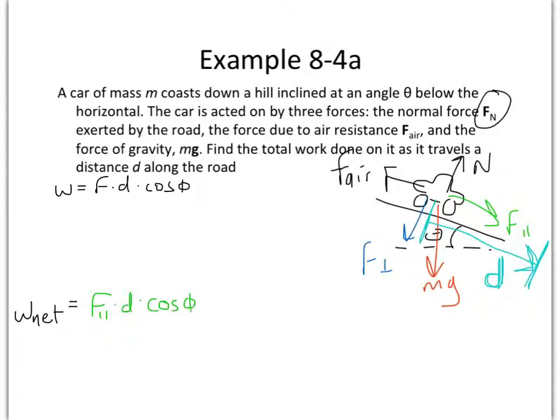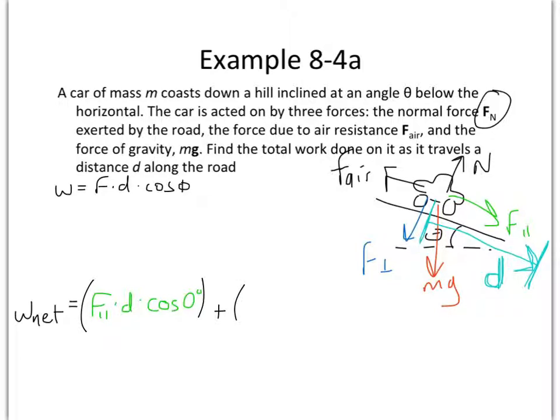Let me back up here. What is the angle between them? We'll do this a little more simply. What is the angle between the force parallel and the distance d? It's 0, because they're basically in the same direction. So cosine of 0 degrees. So we have that description of the force parallel going down the hill, doing some work. I'm going to put that in brackets right there.